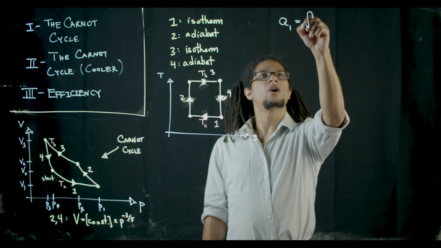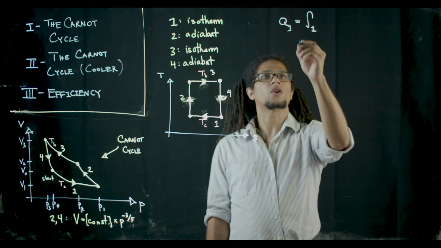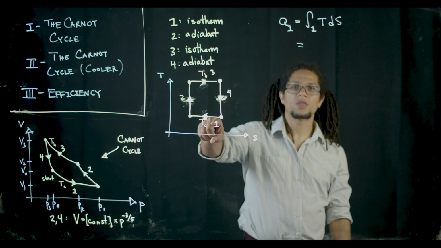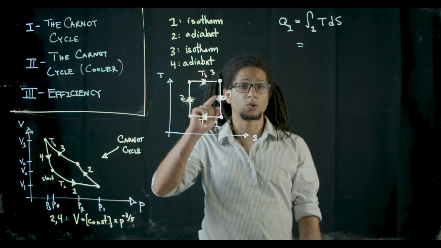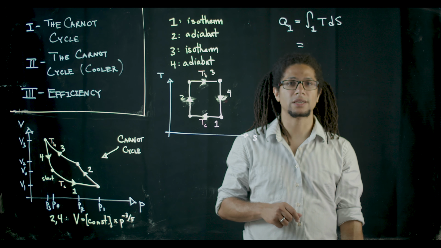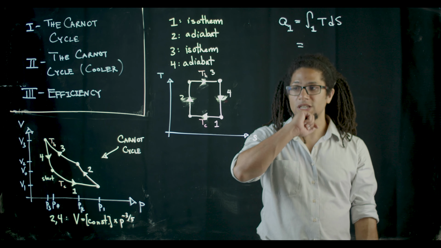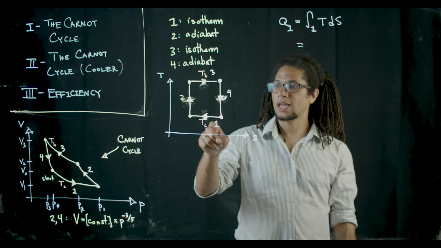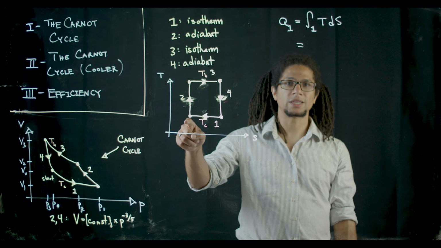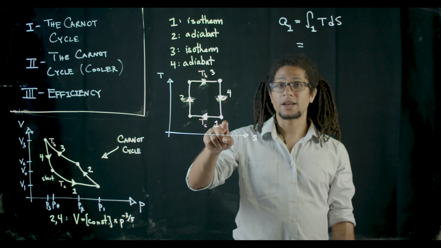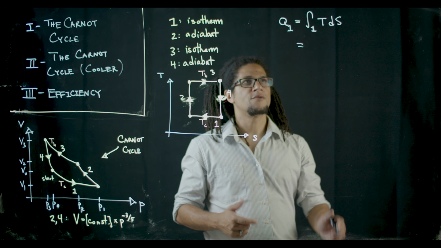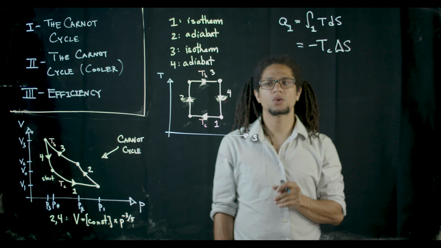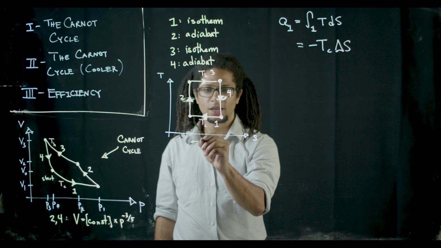Okay, Q1 is equal to the integral over curve 1 of T ds. Notice though that curve 1 is an isotherm, so T is constant, and that constant's value is Tc. And then we just get the integral over ds, but this is a horizontal line in ds. So it's pretty easy to see that what we'll get is S final, which is, let's say, S naught, minus S initial, which is S. In fact, in this case, let's just write minus Tc delta S, where we're not too concerned about what this distance delta S is.